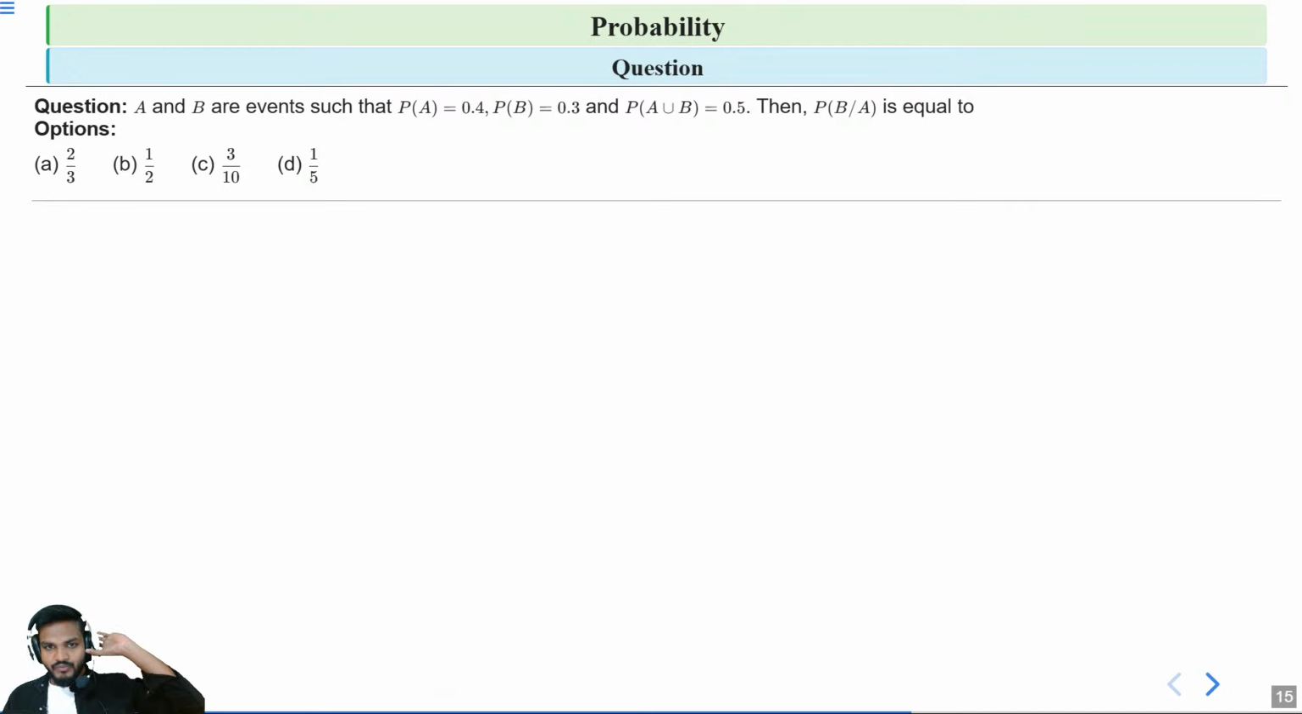We have to find the probability of event B given A, a conditional probability. So what is the formula for conditional probability? Recall the formula and solve. Okay, Varsha, option B.